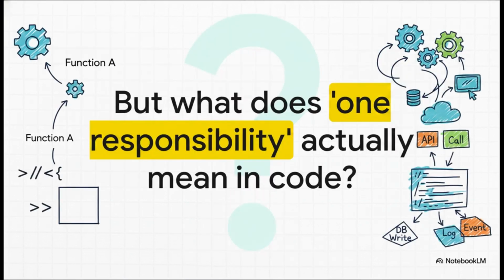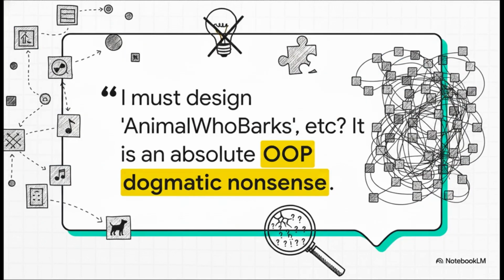But this is where the wheels start to fall off. When we actually sit down to write code, what does one responsibility even mean? As you're about to see, just saying do one thing can lead you down a very weird path. And this comment from a developer on Stack Overflow just hits the nail on the head. If you take one thing literally, you end up with something completely ridiculous. Do you really need a separate class for every single action? No way. That's just nonsense. It would make our code impossible to navigate.